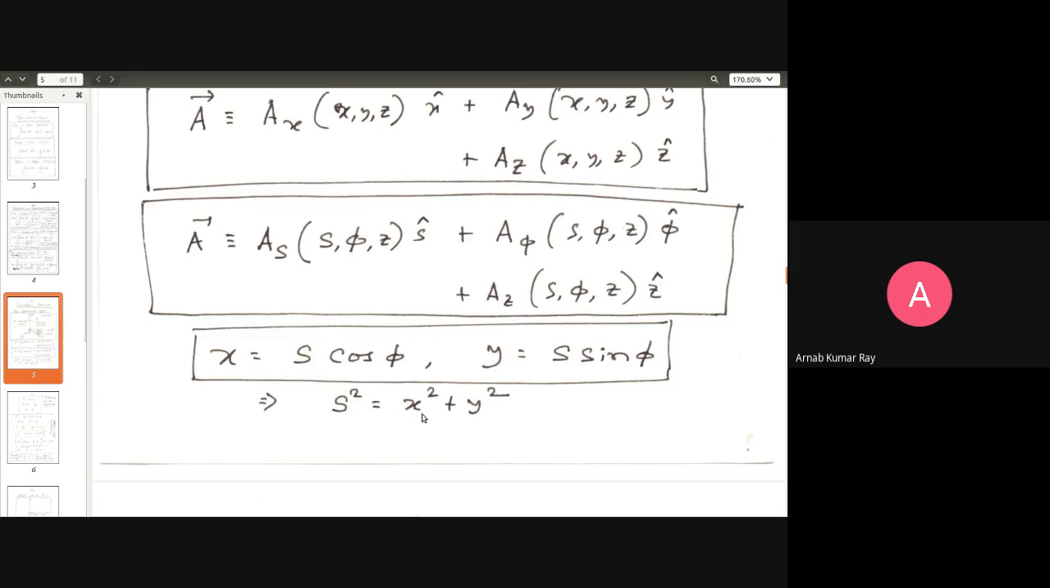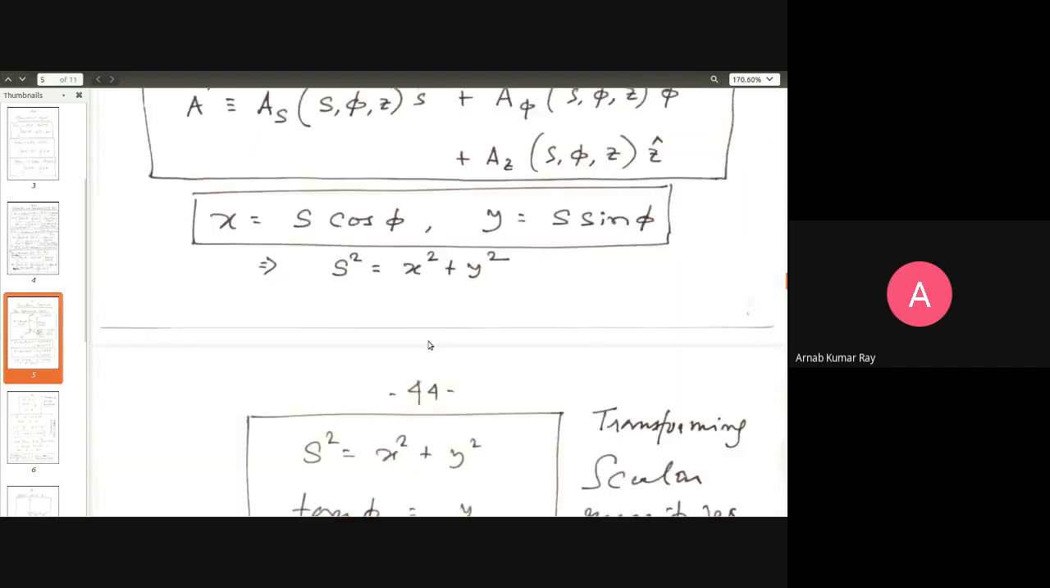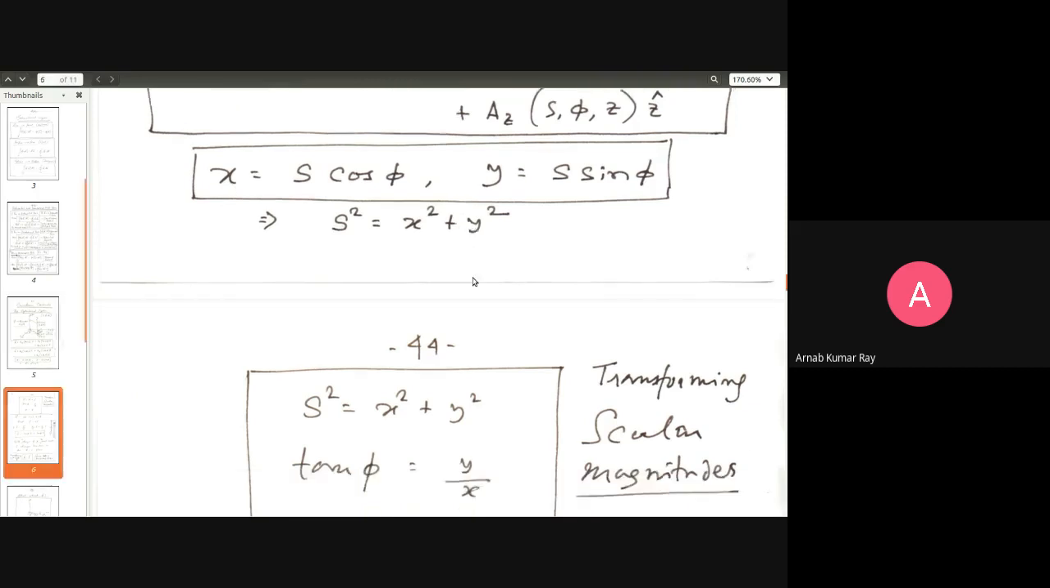If you are supplied x and y values, how will you find s and phi? Very simple. Here's the approach. s squared is equal to x squared plus y squared. I hope this is not a challenge to you. You can square this equation and this equation. You will get x squared is equal to s squared cos squared phi, and the second equation will be y squared is equal to s squared sine squared phi. And then when you add s squared cos squared phi plus s squared sine squared phi, you will get s squared, and that is equal to x squared plus y squared.